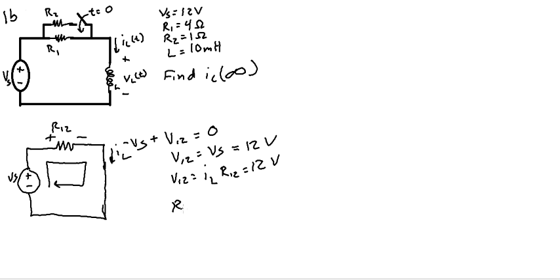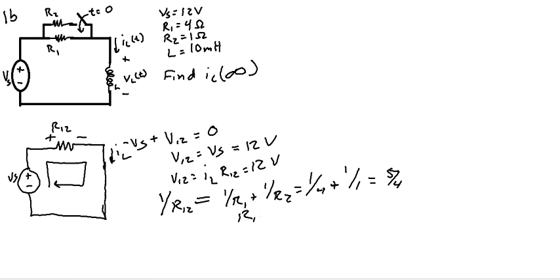Let's copy that 12 volts down. Alright, so the resistance R12, these two are actually in parallel, so we're going to have to do the funky way. The inverse of R12 is equal to the inverse of R1 plus the inverse of R2. This is 1 over 4 plus 1 over 1. So we've got 5/4, but that's not our R12, that's the inverse. So our R12 is 4 over 5. So IL equals 12 volts divided by 4 over 5. This is ohms.